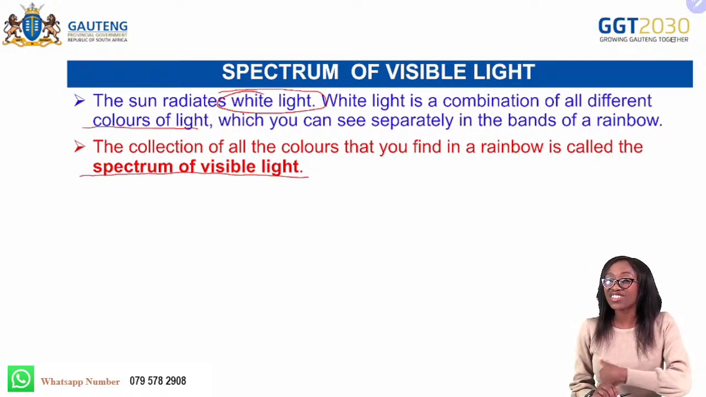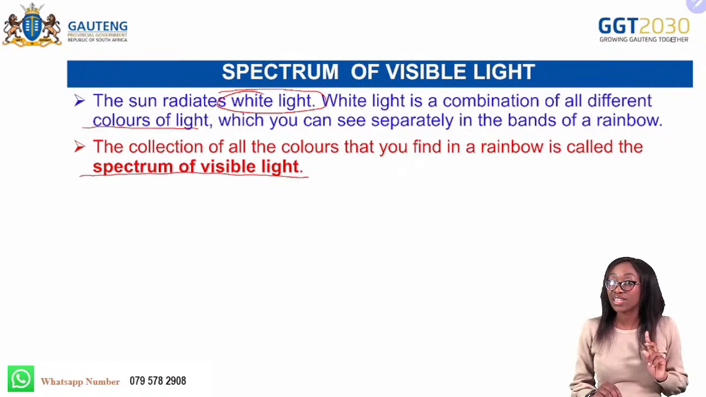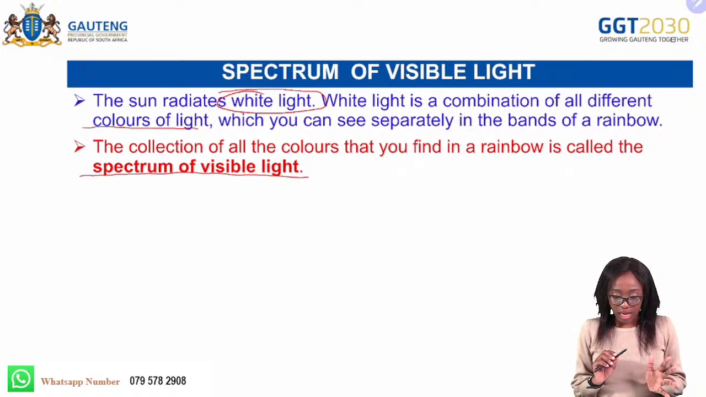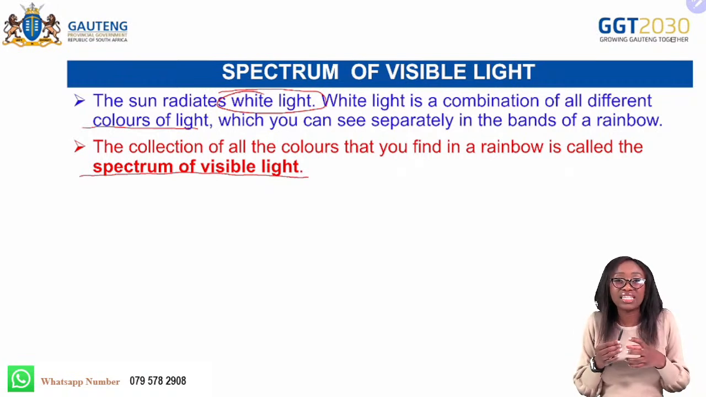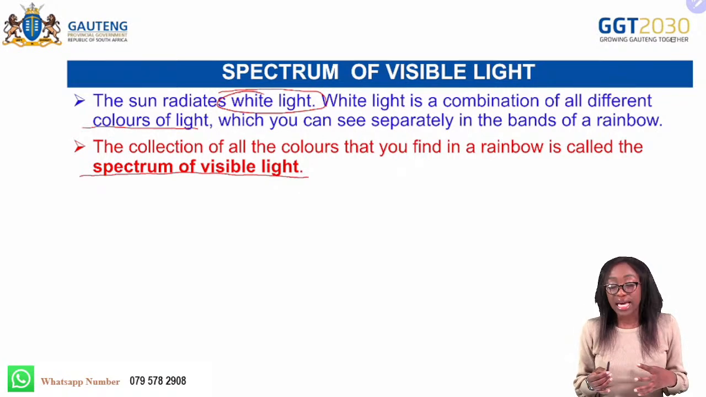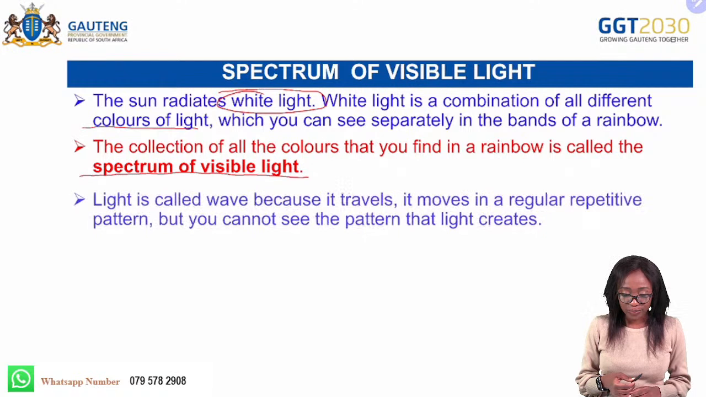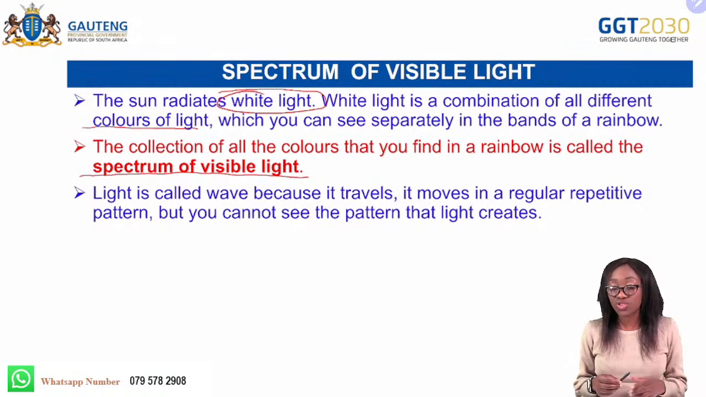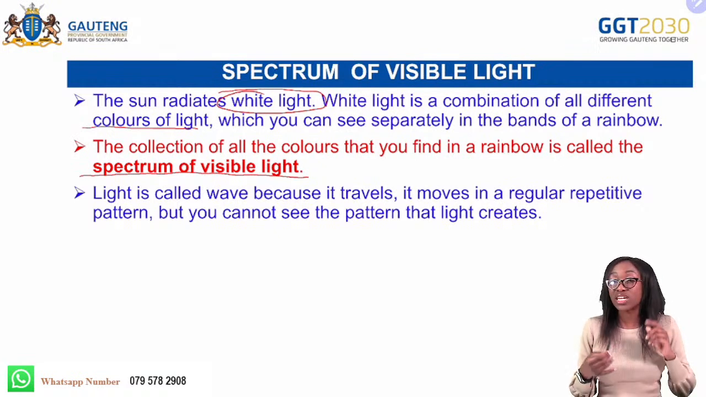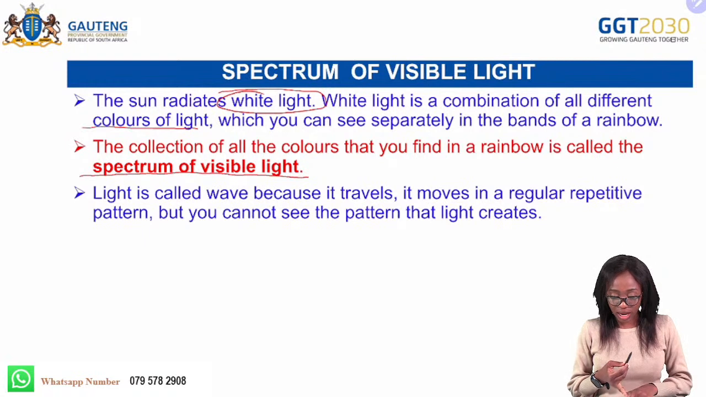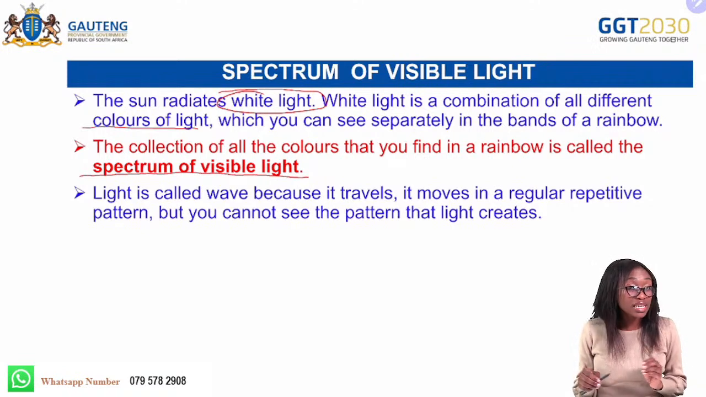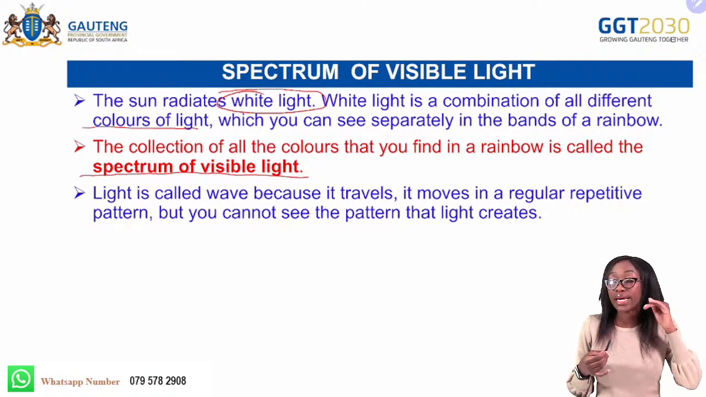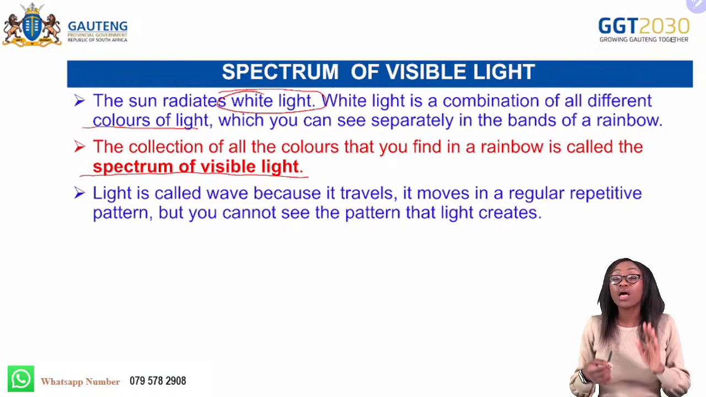So that's one interesting thing that we've learned about today. Next time if you see a rainbow, just know that the collection of those colors is called the spectrum of visible light. Now light is called a wave because it travels in a regular, repetitive pattern, but you cannot see the pattern that the light creates. You can't see it, but we know that it travels in waves.